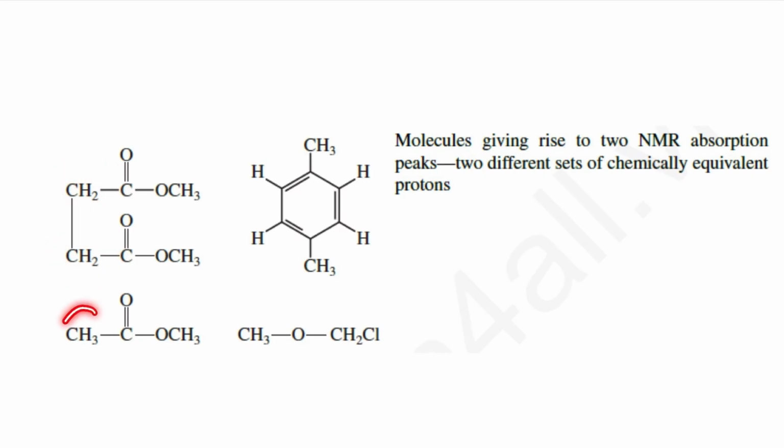In this way, if we see here, these protons of the methyl group will appear in a single peak, whereas these methyl group protons will appear in another peak. Similarly, these methyl group protons will appear in a single peak, whereas these two methylene protons will appear in a different peak because they have a different chemical shift value. So these protons are called chemically non-equivalent.